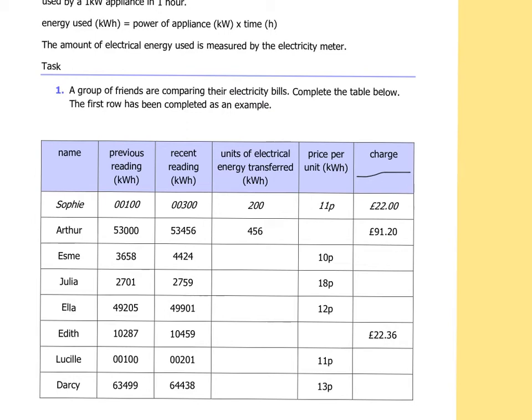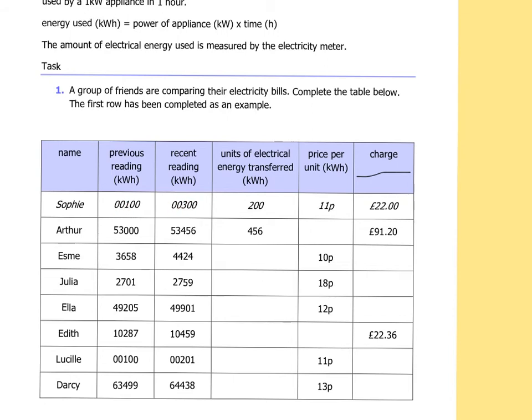So let's look at the first row, Sophie. She's got here 2 meter readings. The meter readings are from the electricity meter, some are digital, some are the old dial style. They tell you how many units you've used, so they measure how many units or kilowatt hours have gone through the meter into the property.